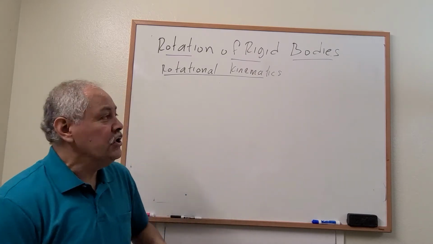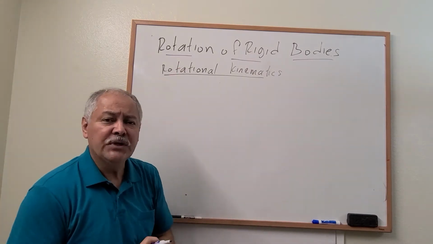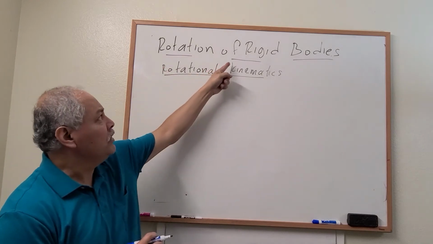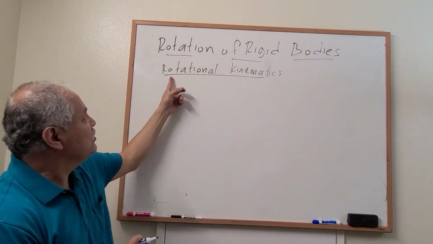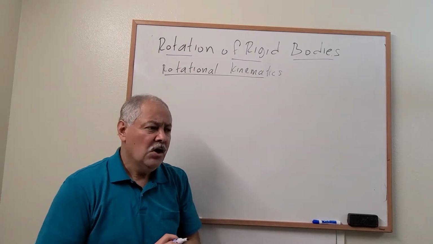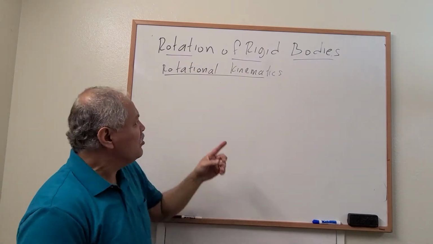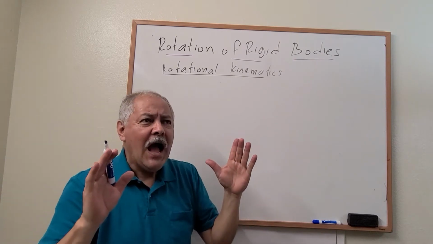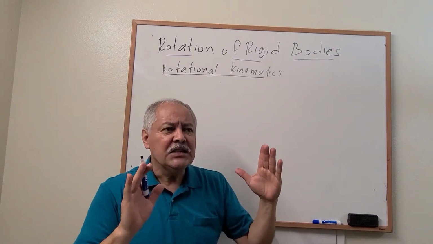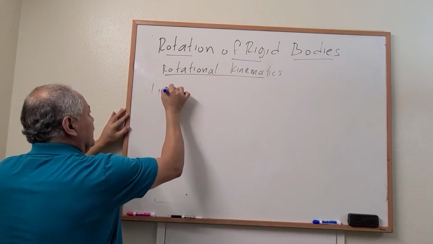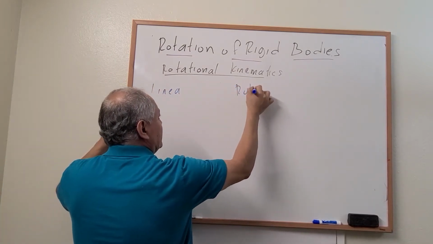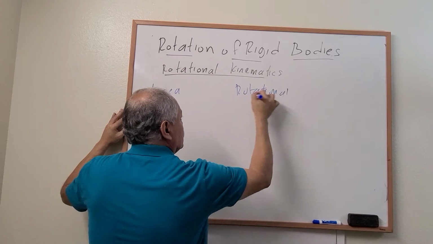Okay, let's continue. Let's go to the next chapter. The next chapter is going to be rotation of rigid bodies. In this case, let's go to rotational kinematics. Let's compare first the linear case and the rotational case. For example, this is the linear motion and this is the rotational motion.